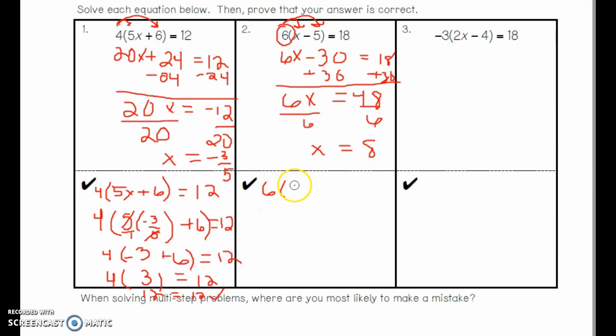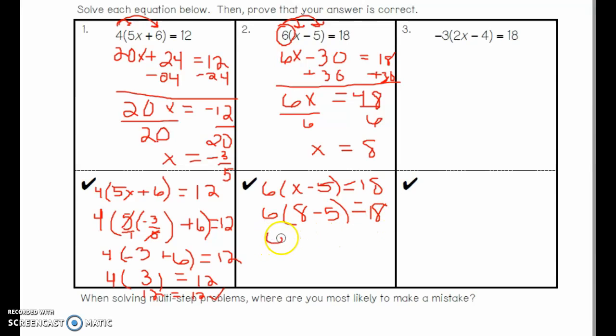6 in parentheses x minus 5. Did you notice I'm not substituting in until I rewrite the original equation? Every single time you write the original. 6 in parentheses. Now I substitute in. 8 minus 5 equals 18. Yes, make sure I copied that right.